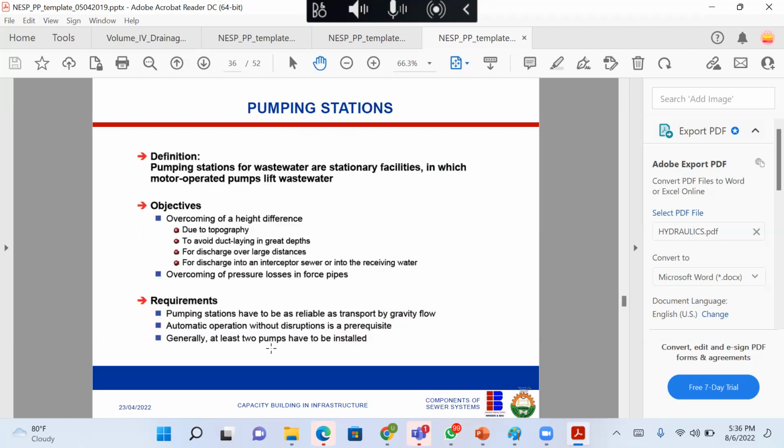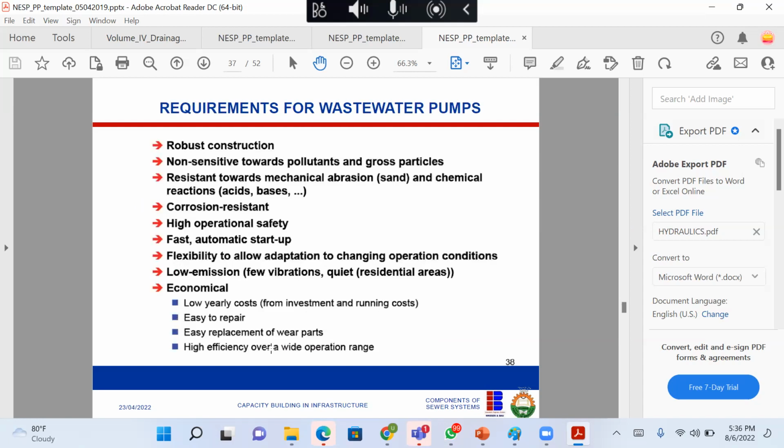Pumping station. Pumping stations are for wastewater facilities. That's just it, and especially the Catchment screw pump, or the sewage type of pump. That's what they use. So for a wastewater pump, there are some conditions that are required of them.